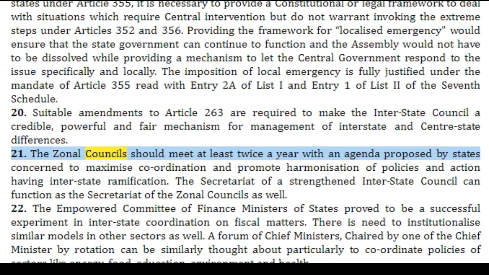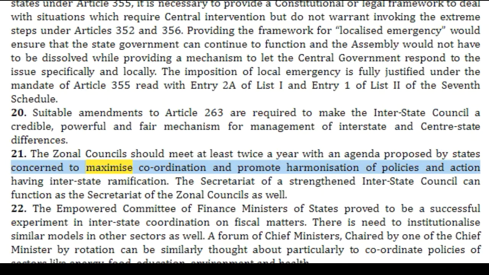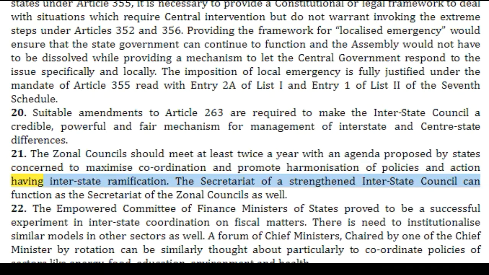21. The zonal councils should meet at least twice a year, with an agenda proposed by states concerned to maximize coordination and promote harmonization of policies and action having interstate ramification. The secretariat of a strengthened Interstate Council can function as the secretariat of the zonal councils as well.